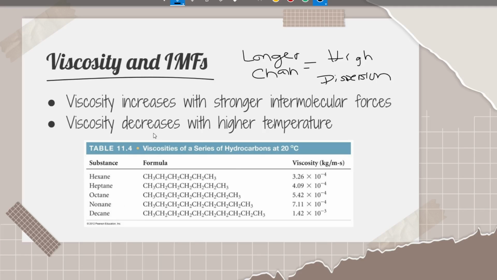Okay, so with stronger intermolecular forces, as you increase the temperature, your viscosity will actually decrease, because you're getting closer to that transition between a gas and a liquid. When we look at gases, we cannot apply viscosity to them at all because they're constantly moving. And so as you add more energy to your particles, the viscosity is going to drop because it's now more likely to flow.